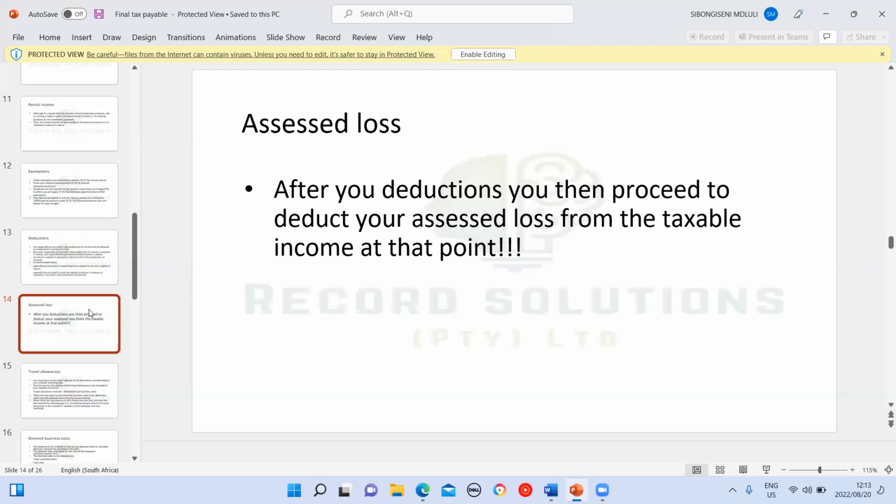But I'm sure they gave you that in your notes or slides or guide somewhere. But thankfully, I gave you everything you should consider. If there are things that I didn't consider, you'll tell me at the end of this session. So for the assessed loss, after your deductions, you then proceed to deduct your assessed loss from the taxable income at that point. Me, I don't really use the framework of subtotals. I really like to understand this from my own point of view, but you might understand it as a subtotal at that point. But for me, it's just taxable income at that point. It's simpler to understand, you see.